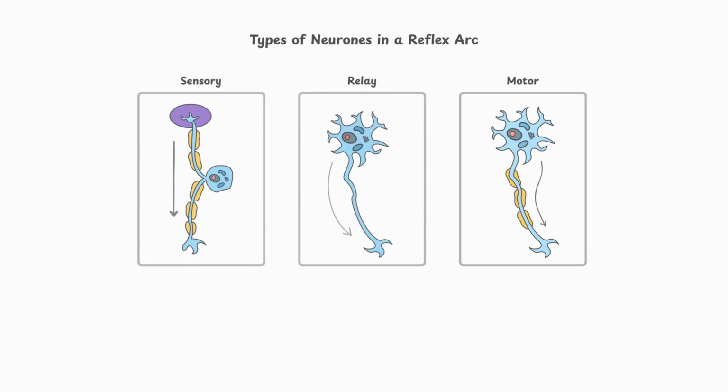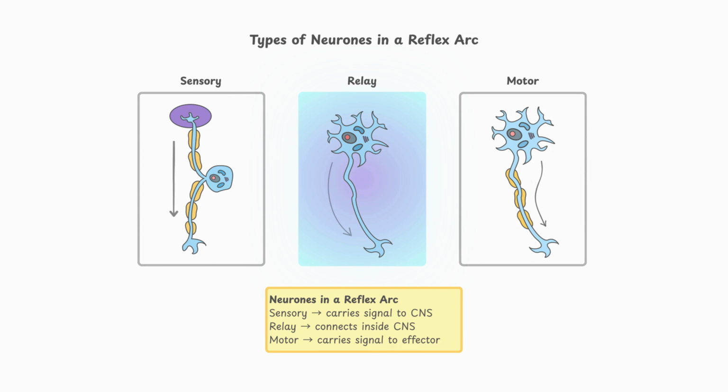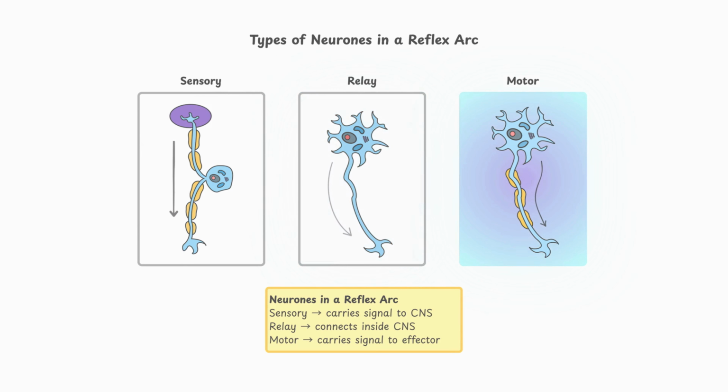Each neuron has a specific role in helping the body respond quickly and efficiently. Sensory neurons bring information into the central nervous system, relay neurons process and transfer the signal, and motor neurons deliver the response to the effector. Because these neurons work together in a very short pathway, reflex actions happen extremely quickly, helping to protect the body from injury or danger.